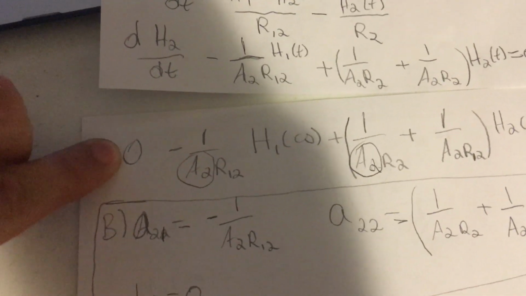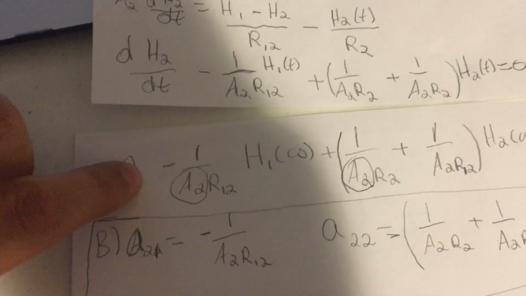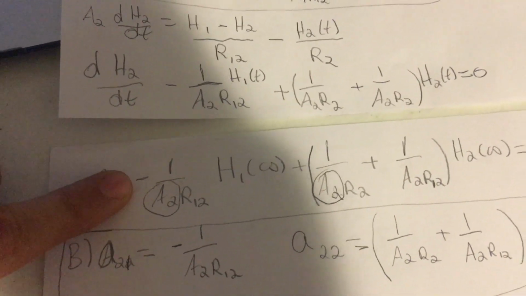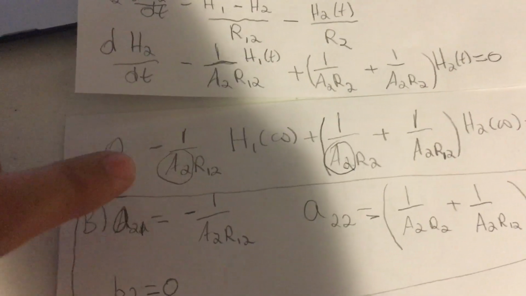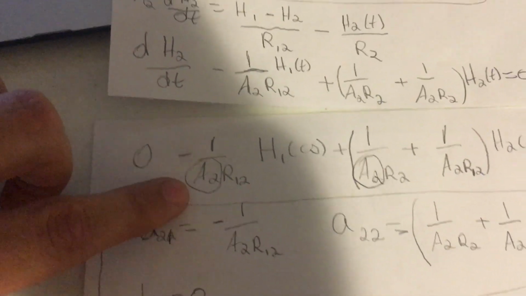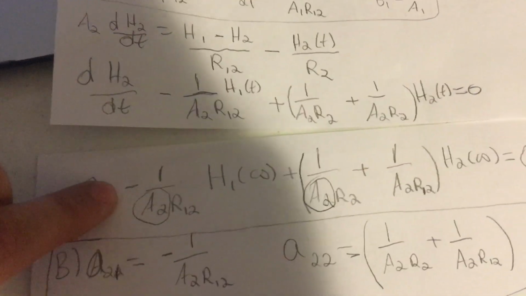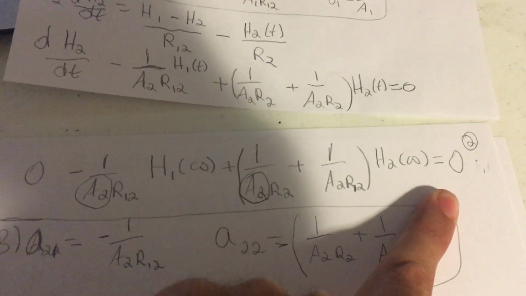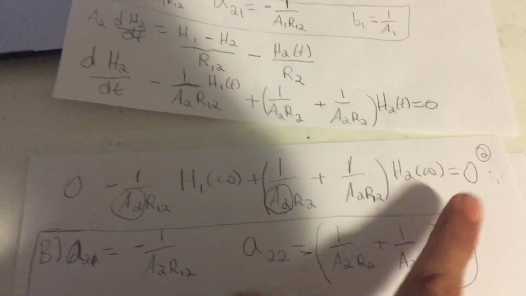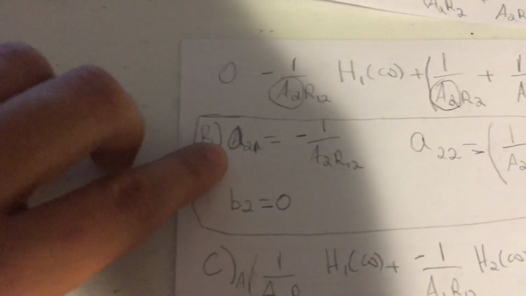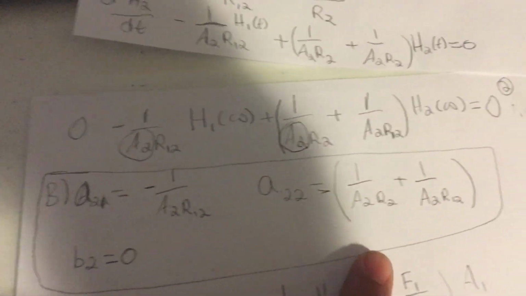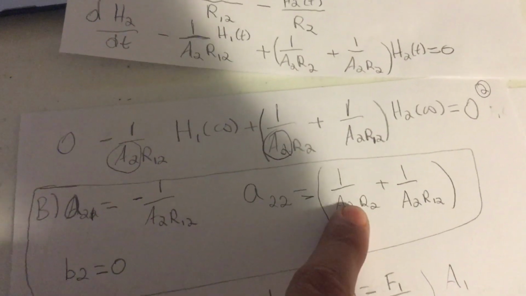Again, as the limit is approaching infinity, the change in height is going to be 0. So it's 0 now. And I wanted to point out, well, we'll get there in a second for C, but ignore the circles for now. 1 over A2 R12 times H1 infinity plus, this is essentially the equation. You'll notice that there's a 0 over here. It's all equal to 0. So from this, the constants that you get for A21 is those values. And as you can see where those come from, directly from there.